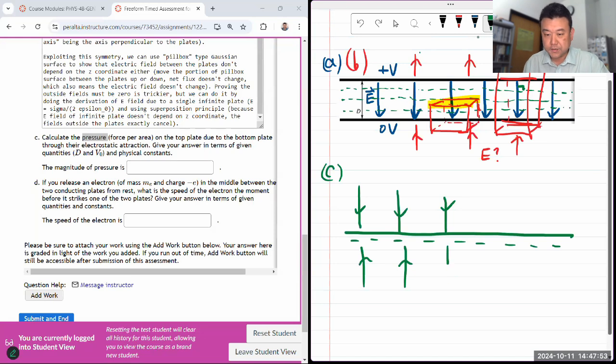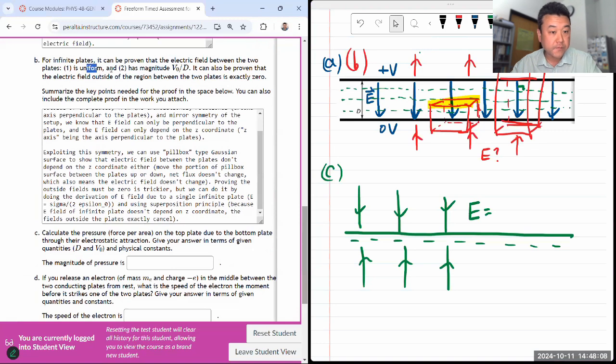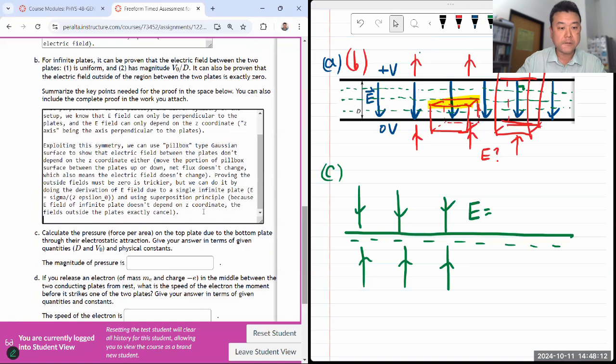Let me just finish with this one. And the expression for that electric field will be the amount of charge, which I don't know. But actually, sorry, I didn't fully complete B, I think. Uniform and has magnitude V over D. So let me finish that.